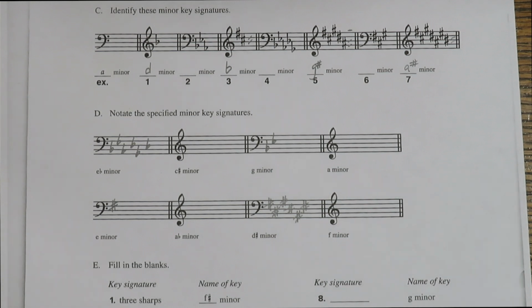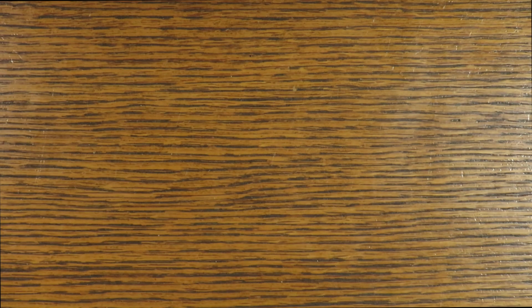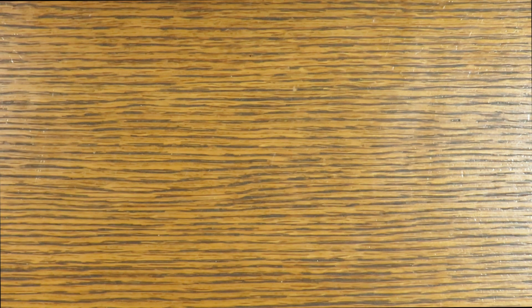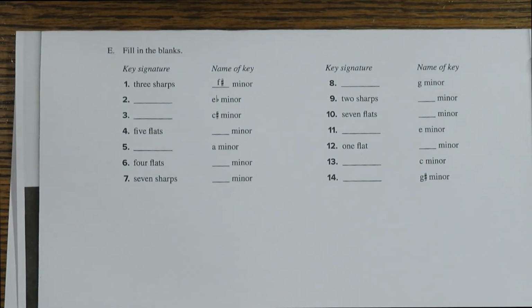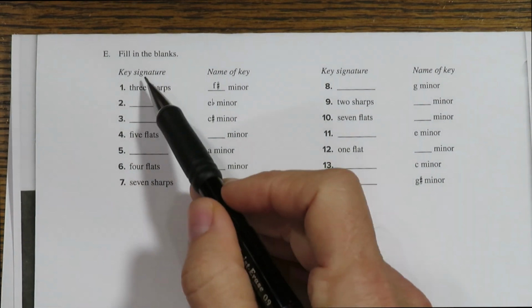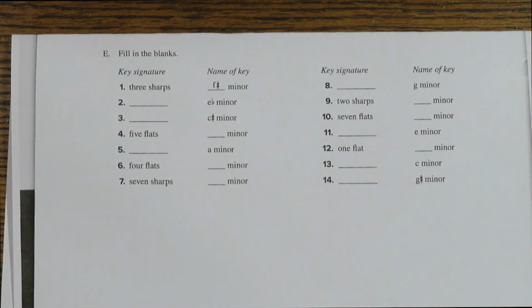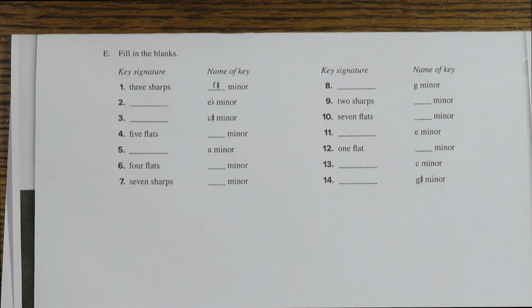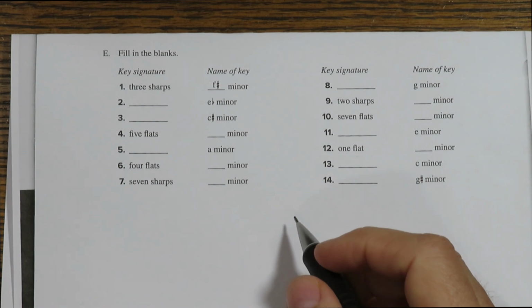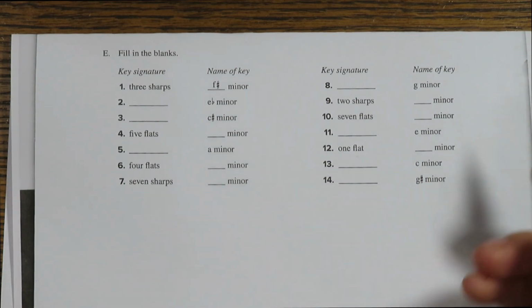So, okay. Our next section will be to fill in the blanks. All right. And we have 2 categories, the key signature and the name of key. And we have to give one or the other. So the first one is done for us. 3 sharps, F sharp minor. That's correct, because it's relative to A major, which also has 3 sharps.